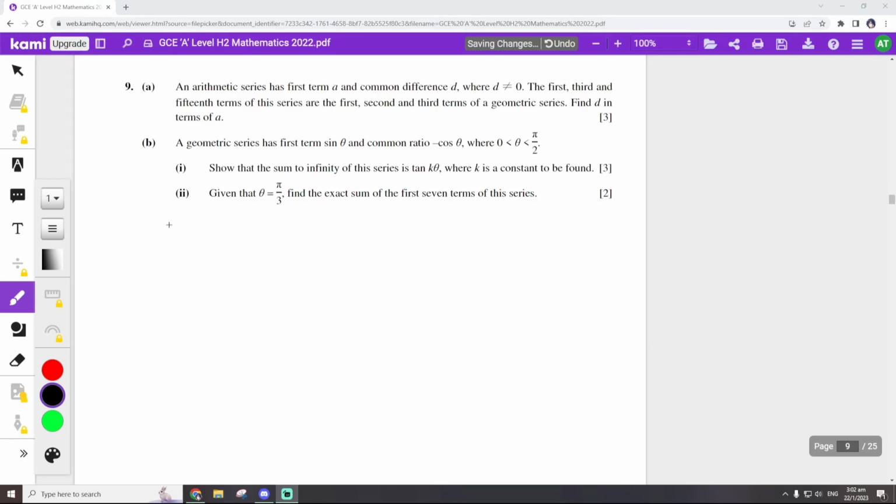Question 9, part 1. An arithmetic series has the first term a and common difference d. d is not 0. The first, third, and 15th terms of the series are the first, second, and third terms of a geometric series. Find d in terms of a.